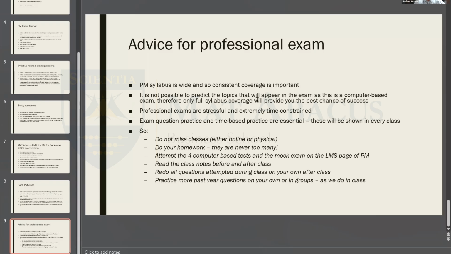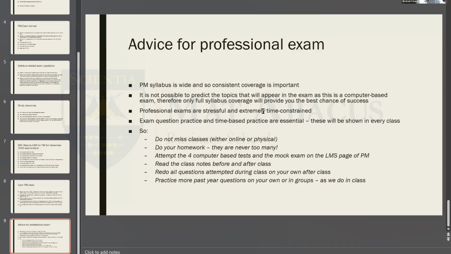If you miss, say, once or twice, hopefully not more than 2, you can still have the video, and everything else is there for you to catch up. But remember, professional exams are stressful, and for some, they are very stressful. And there is the time constraint.